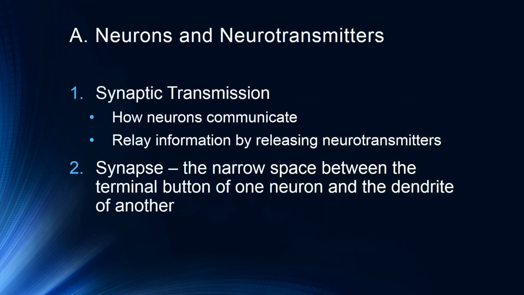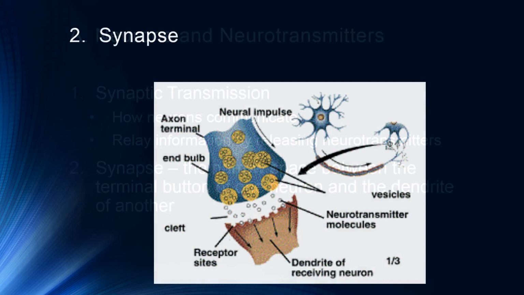So neurons communicate through a process called synaptic transmission. They relay information by the release of neurotransmitters. It's called synaptic transmission because information is relayed across the synapse, which is that narrow space between the terminal button of one neuron and the dendrite of another. So synaptic transmission is this process by which neurons communicate with one another by releasing neurotransmitters across the synapse.